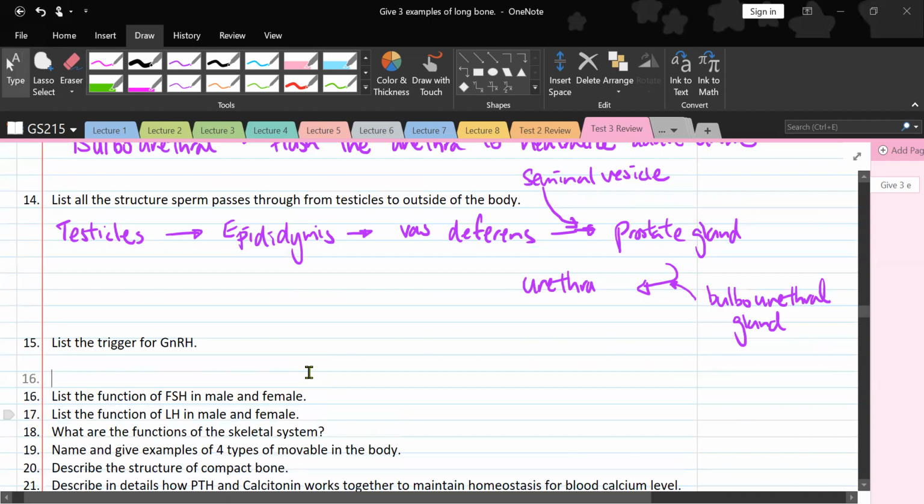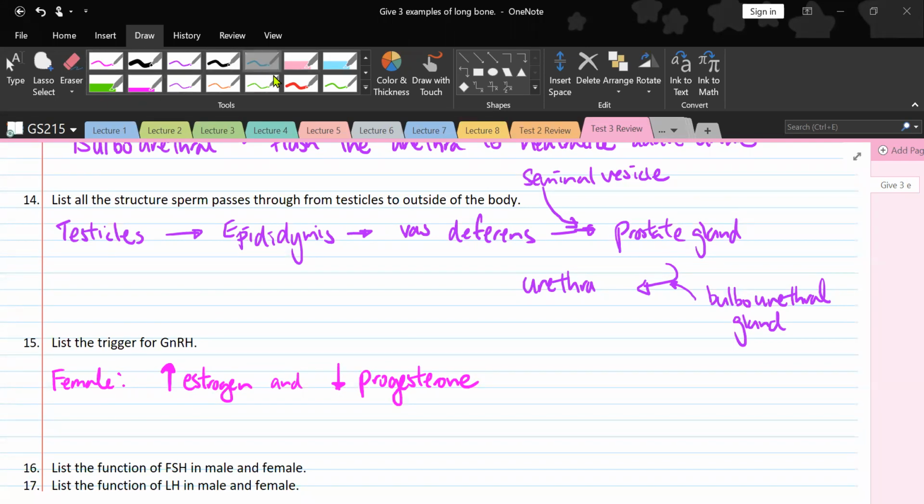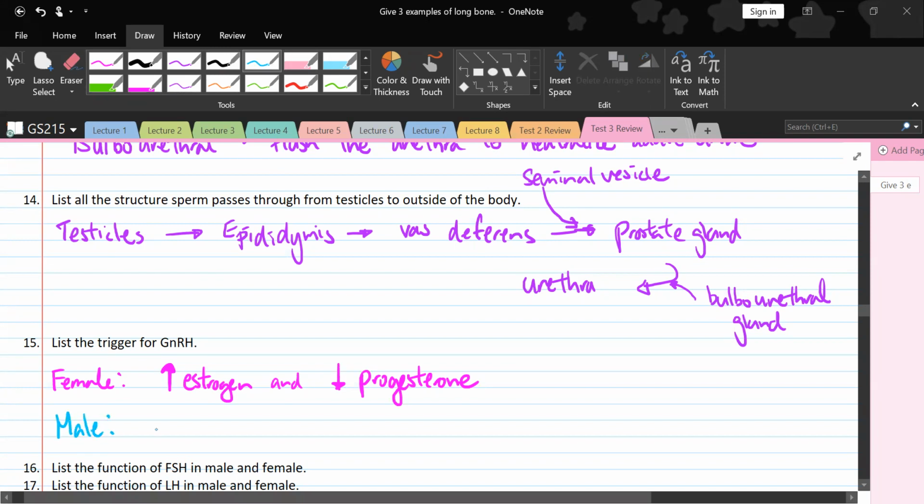Here are some hormone stuff. List the trigger for GnRH. It'll be low. Well, okay, so in female, it will be high estrogen and low progesterone. Both would be the trigger for releasing GnRH. This one through positive feedback. This one would be lifting the negative feedback. For male, it would be a decrease in testosterone.